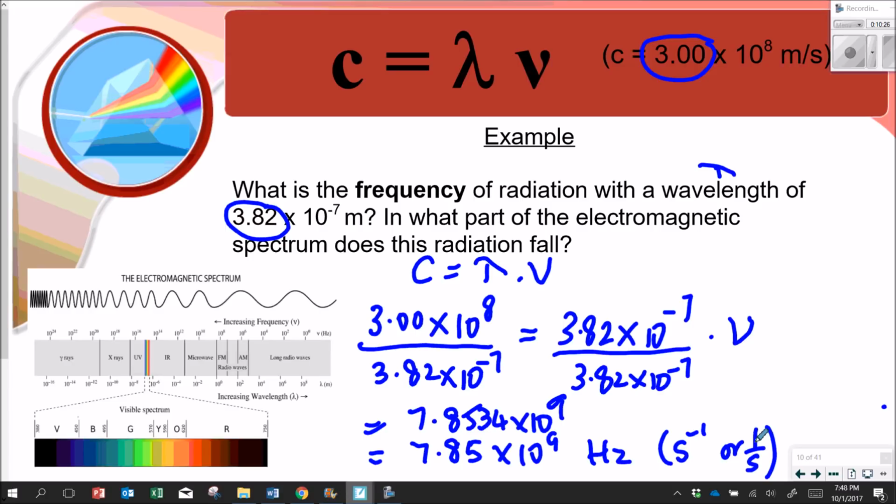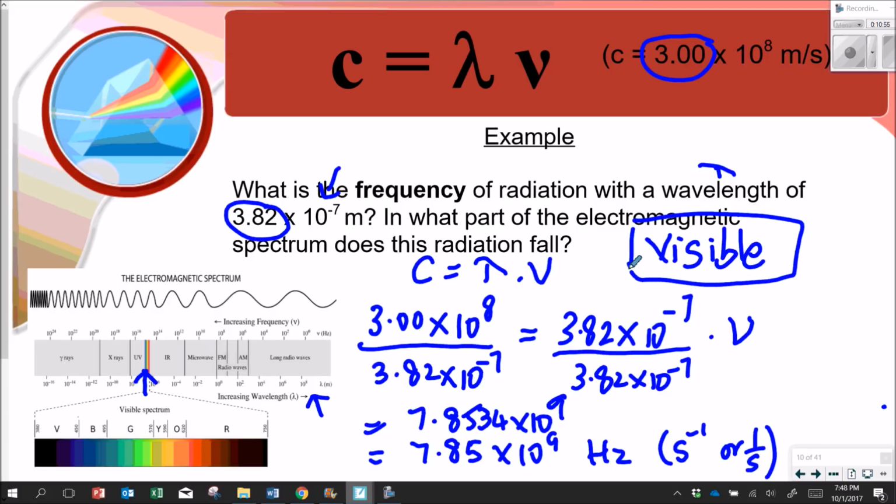Now, which part of the electromagnetic spectrum does this fall in? So we had a wavelength of 3.82 times 10 to the negative 7. So I go find that on my chart. Wavelength numbers are at the bottom. And I find 10 to the negative 7, which will fall somewhere here in the visible light spectrum. So it is in the visible part of the electromagnetic spectrum.